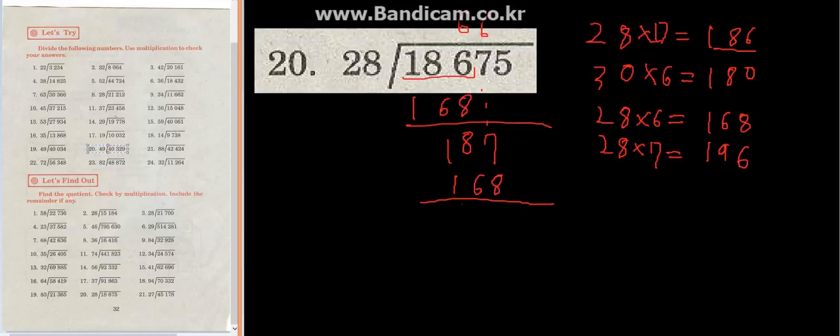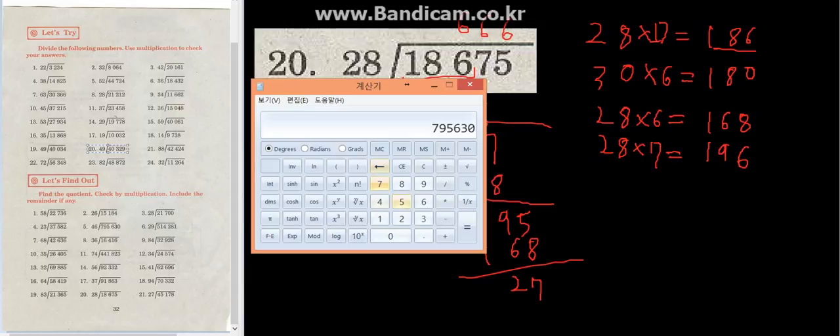And this time, this is going to be 100. No, sorry, not 100, but 19. So 196. And 196 is smaller than 196. So we put another number, 6, 168. And the number would be 27. So let's calculate with the calculator. The quotient is 666, and multiplied by 28 is equal to this number. And if we add the remainder, voila, this is the answer.